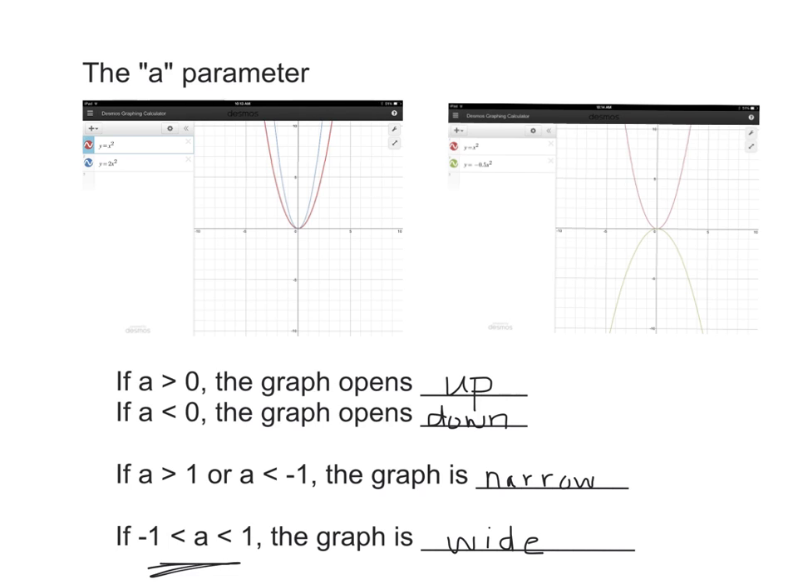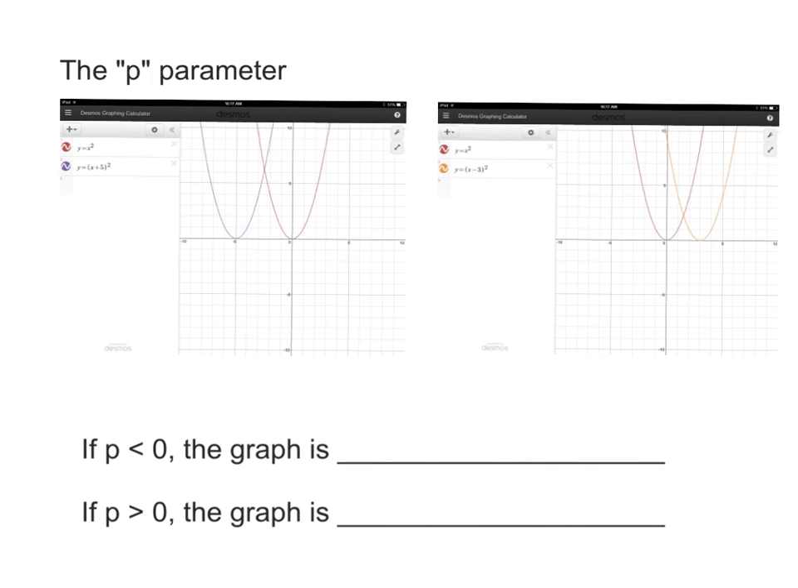That's the a parameter done. The next one that we're going to is p. That's the next one that comes up in the equation. So the p, that's the number that's subtracted from x.